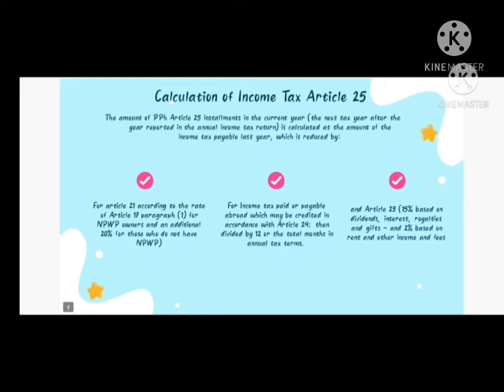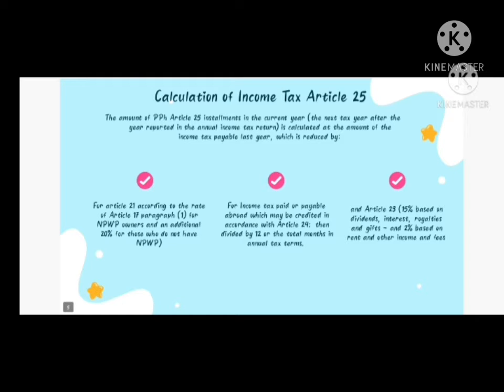Okay, hello, it's me Ayu Safitri, and now we are going to talk about calculation of income tax article 25. For calculation, the amount of PPH article 25 installment in the current year is calculated at the amount of the income tax payable last year, which is reduced by for article 21 according to the rate of article 17 paragraph 1 for NPWP owners, and additional 20% for those who don't have NPWP.